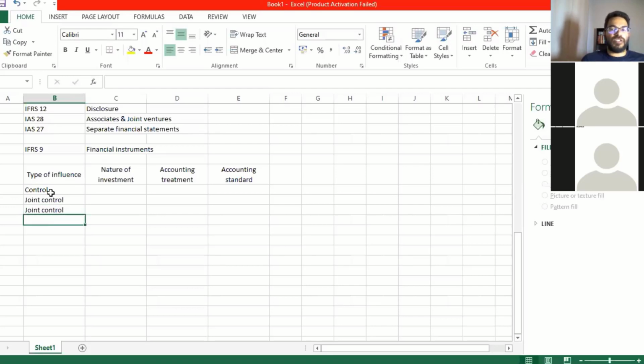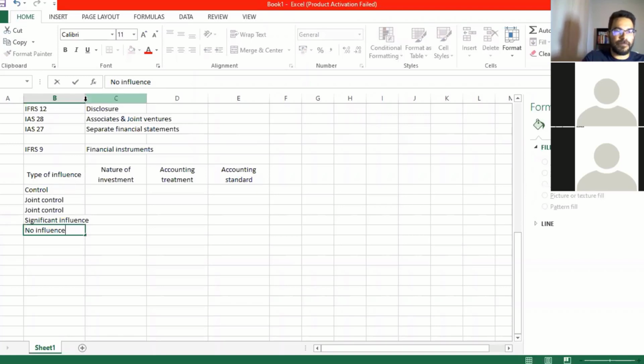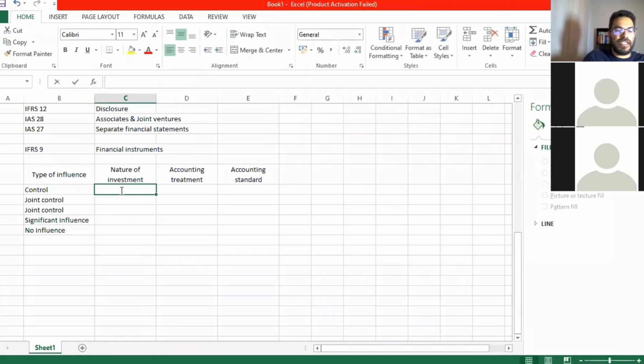And in the next one, so control is very common, joint control not so common, and then we would have significant influence, very common. And then a common one as well, no influence. And that is where IFRS 9 comes in. When you have no influence, then it's a normal investment, and in a normal investment, you apply IFRS 9. So the nature of the investment is that if you have control, then you have a subsidiary.